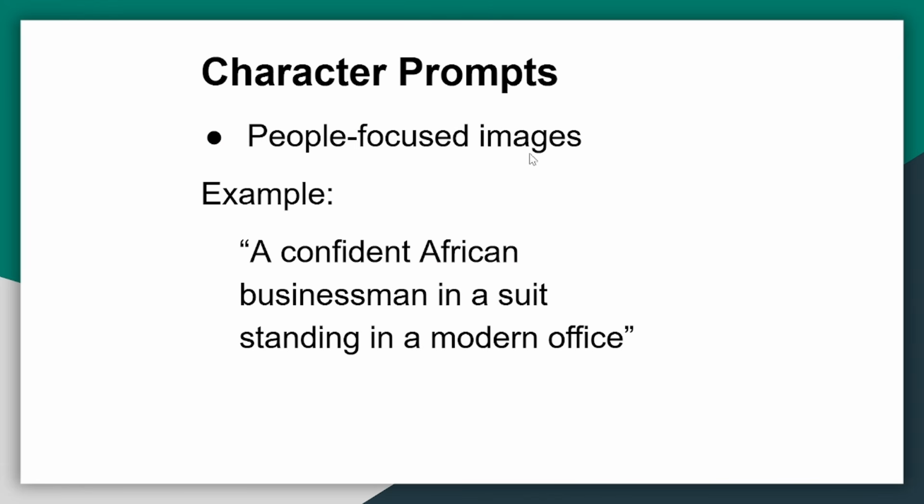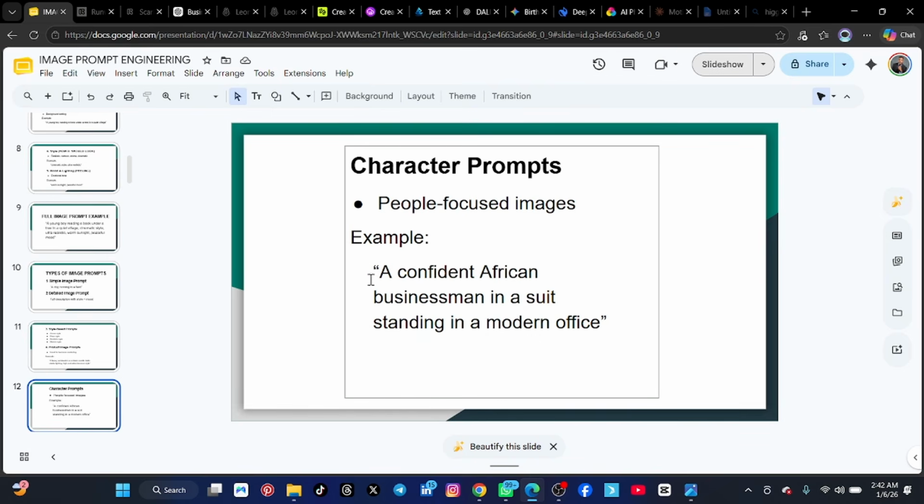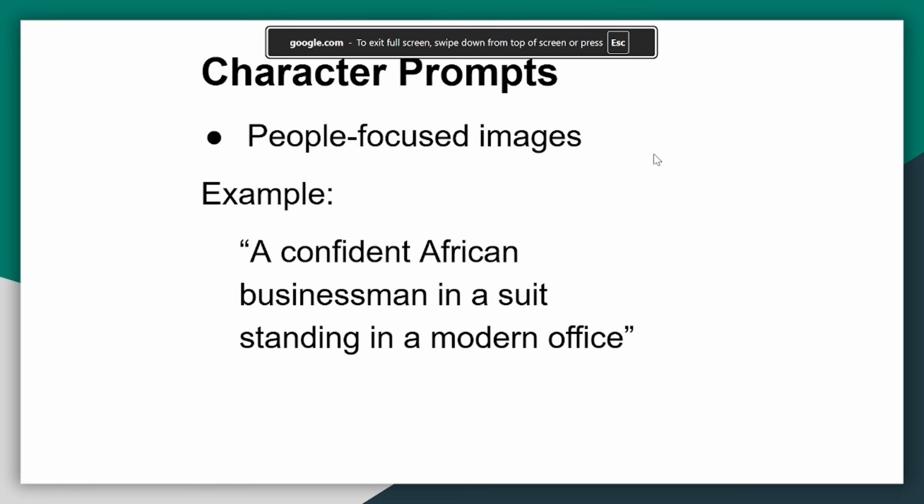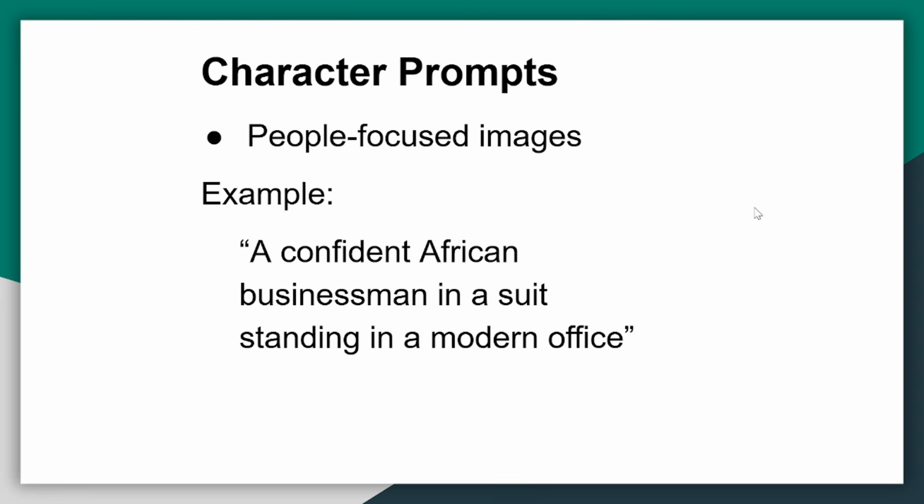Character prompts, people-focused image: a confident African businessman in a suit standing in a modern office. I can actually generate this again, but I don't want to do these practicals, please, because we are beginning to do more than expected. All you have to do is actually sell your product. I can tell the AI, generate me a picture of a typical African market with a lot of fruit and other things being sold. You can see them better like that.